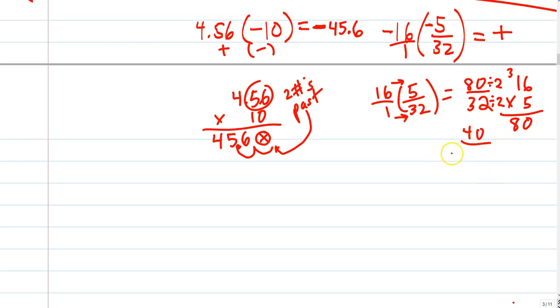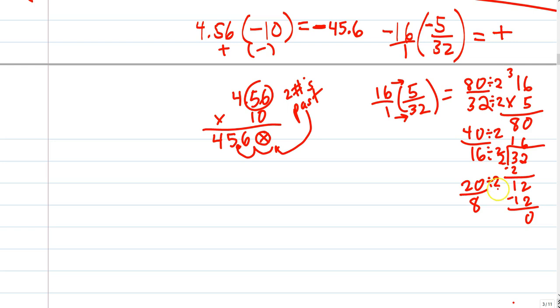Half of 32, that might be a little trickier. 32 divided by 2 is 16. We have 16. Still not done. Unfortunately, both of those are still even numbers, which means they must still be divided by 2. Half of 40 is 20. Half of 16 is 8. Still not done, because 20 and 8 are still divisible by 2.